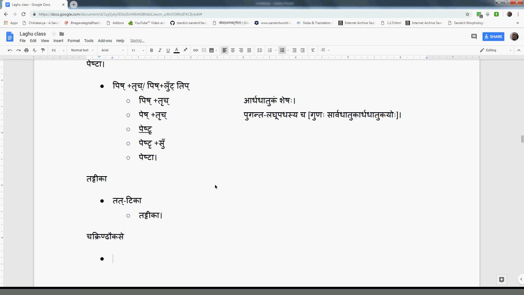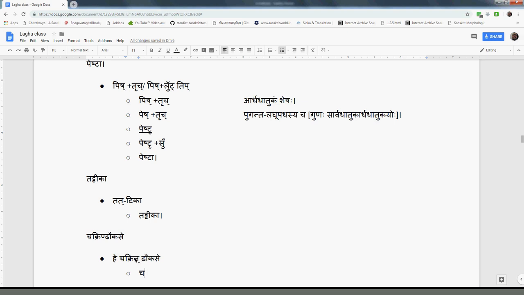The last example is chakrin, dhaukase. This dhauk is also a gatyarthaka dhatu, dhaukase. Dvitiya ekavachana. He chakrin, like what we saw earlier also. So he chakrin dhaukase, you are going. He chakrin will become chakri in sambodhana. Same Vishnu. Chakrasya sthiti, chakri. And sambodhana is he chakrin.